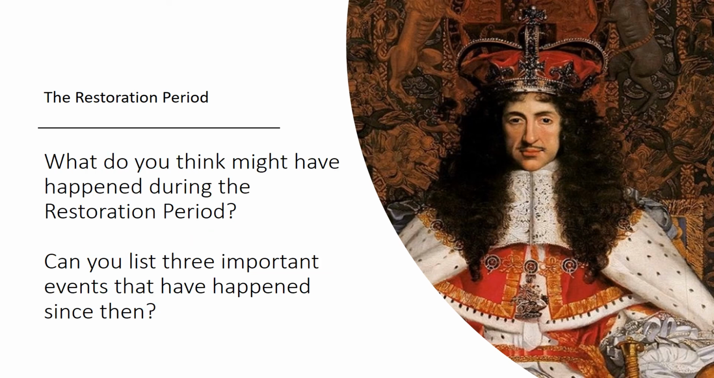So your activity today is to think about what you think might have happened during the restoration period. And we gave you some clues. You can write those down in your exercise book if you would like. And then if you'd like an extra challenge, you can use this video to help you. Can you list 3 important events that have happened since the restoration period? So they could have been some of the important events in history that we've been through on our timeline, or you could think of some extra ones that maybe we didn't mention.